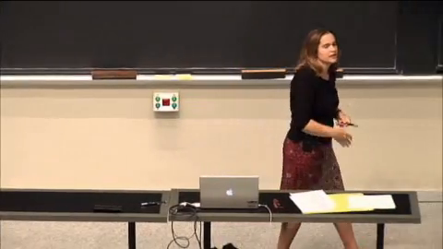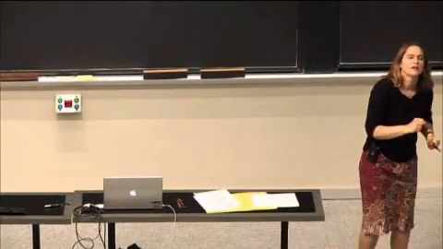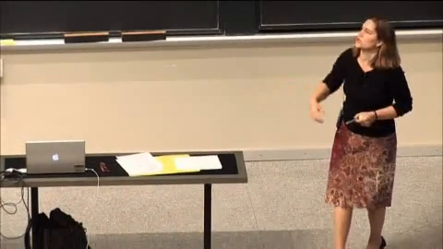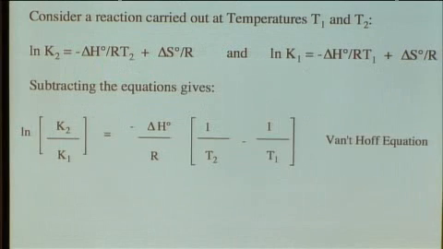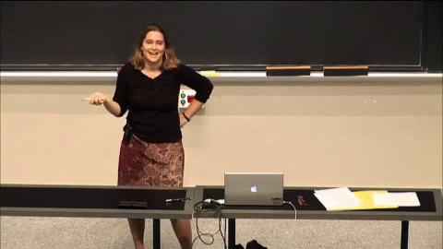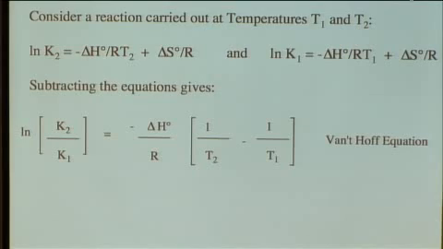So you can consider an equilibrium constant at one temperature and an equilibrium constant at another temperature. So we can talk about the natural log of K2, an equilibrium constant 2, equal to minus delta H over R T2, temperature 2, plus delta S naught over R. We can do the same thing for another temperature 1, equilibrium constant 1. And if we subtract these two, delta S is going to cancel out, and we're going to get this equation, which you know is important because it has a name. So this is the Van't Hoff equation.